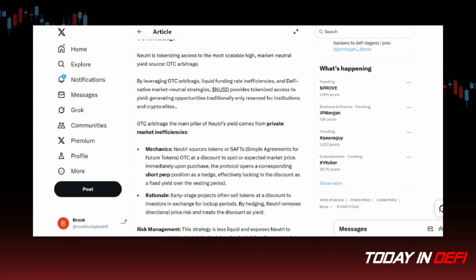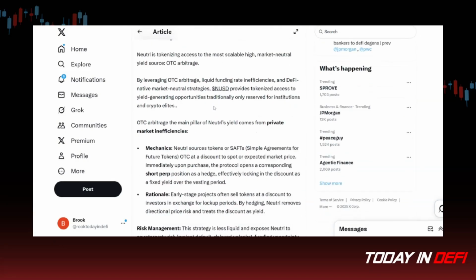For example, there's a developer team working on a very promising protocol. However, they are short on cash, and Neutrl approaches them and strikes a deal with them to sign a SAFT contract. And therefore, Neutrl will deploy its USDC, will invest USDC with this protocol. And then at a set date, the protocol will issue the tokens as promised to Neutrl, and then Neutrl will have this token. And this is only the first leg of the transaction for the OTC arbitrage part of the yield.